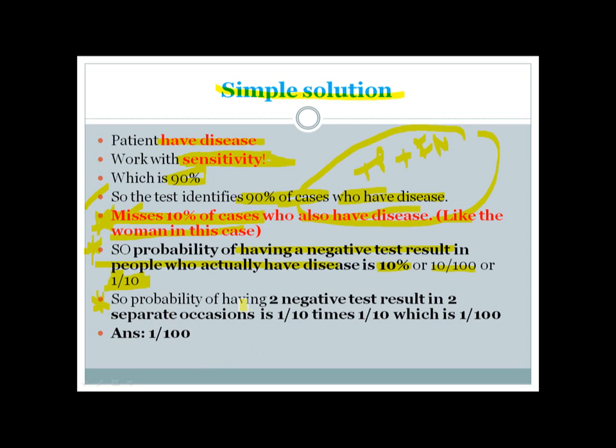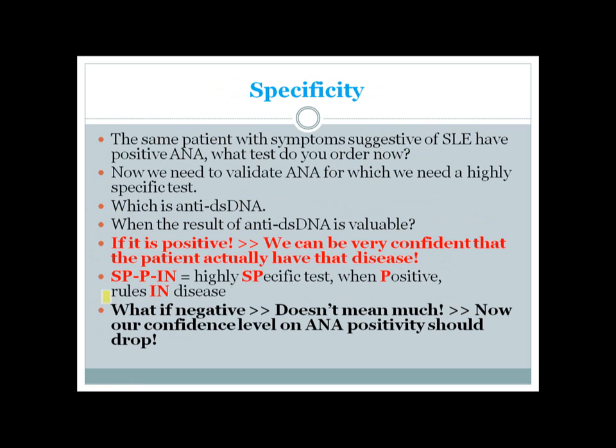And if we want to see the probability for 2 consecutive years, we have to calculate it this way. The probability of 2 negative test results on 2 separate occasions is 1 by 10 times 1 by 10, because those 2 are independent events. So we have to multiply them together, which becomes 1 by 100. So the answer should be 1 by 100. This is a very good question for you to get a basic idea and practice of what sensitivity is all about. So let's move on to the next situation.